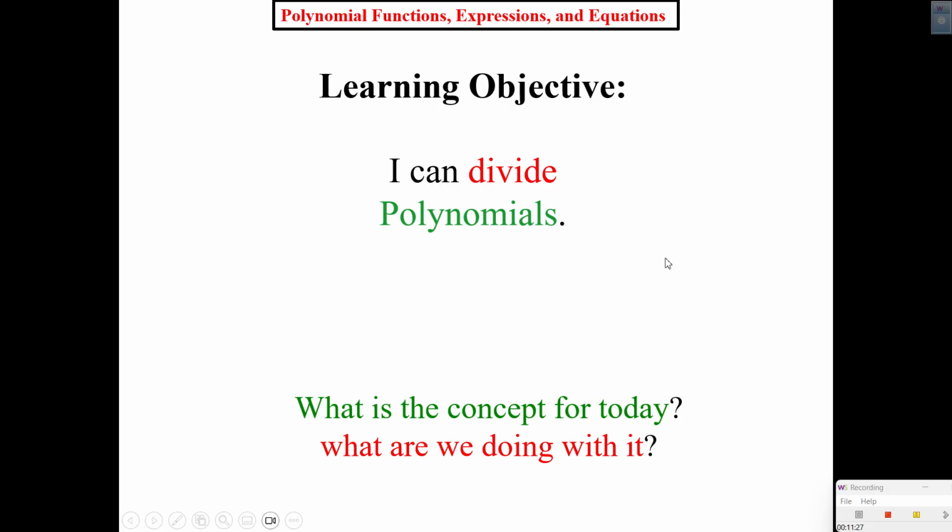However, let's get some more practice in. There's going to be a couple of different things that I want to present today. Just follow along. So our objective for today: I can divide polynomials. And what kind of division are we on? Long division, our favorite.